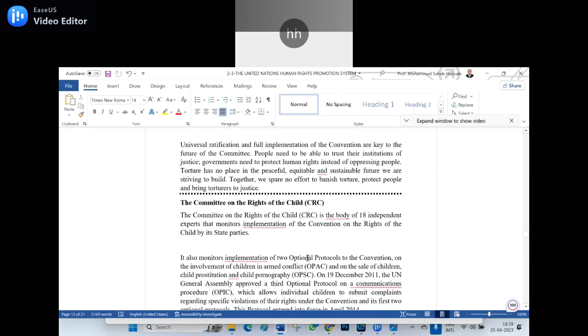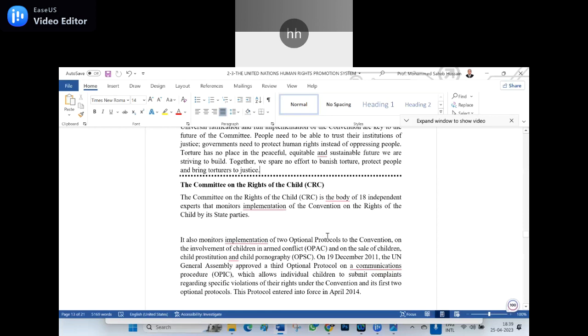Next, the Committee on the Rights of the Child, that is called CRC, will try to protect the rights of the child. The Committee on the Rights of the Child, within parentheses CRC, is the body of 18 independent experts that monitors the implementation of the Convention on the Rights of the Child by its state parties. Those who are members to the convention, this committee will see how the child will be taken into consideration.